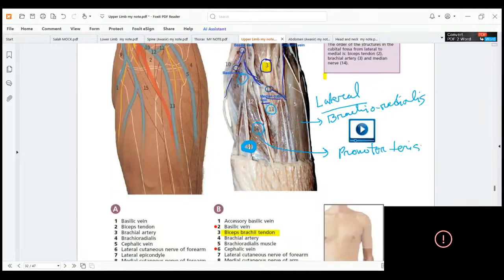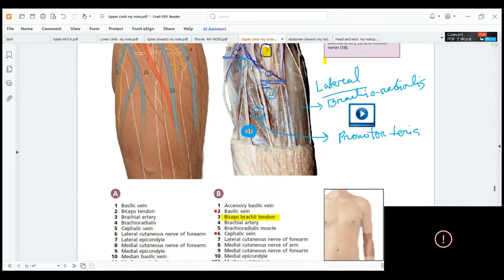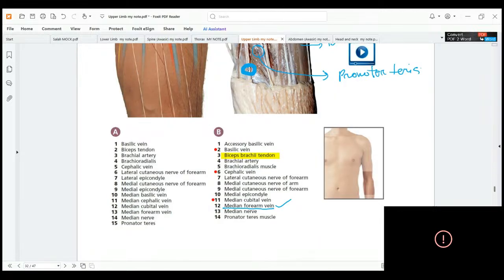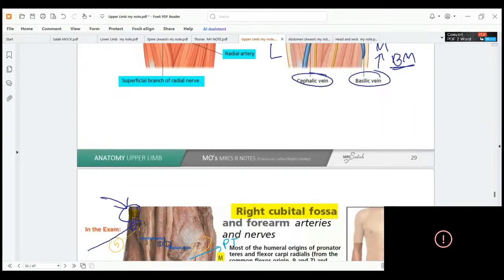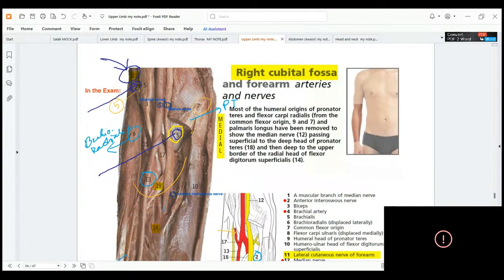And 11 is the median cubital vein. Basilic vein 2, cephalic vein 6, and median cubital vein 11.